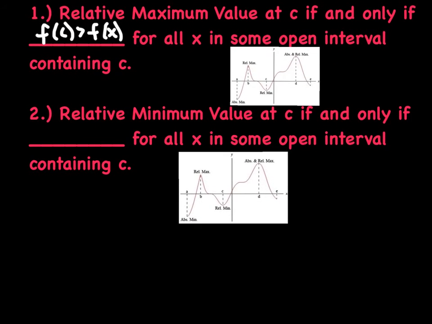Now the second definition piggybacks on the last one, and it's very similar. We say there's a relative minimum value at c if and only if f of c is less than all the other f of x's within some open interval. So again, we've got this neighborhood, a small open interval, and within it there is a point c, literally called c in the picture, such that f of c is less than every other f of x within that neighborhood.